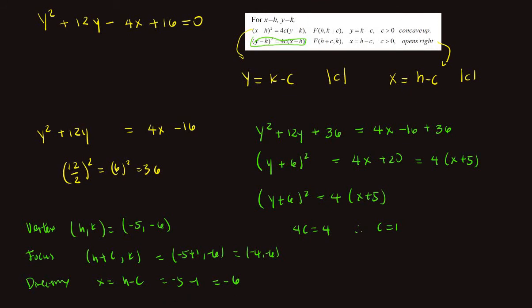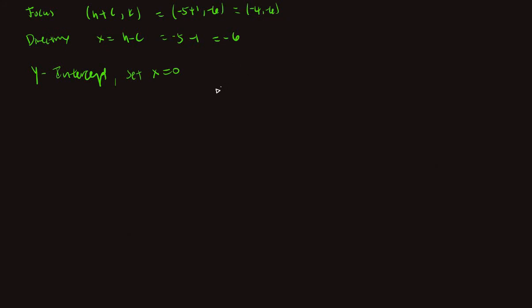Let me scroll down a little bit. Now using the original equation, we're going to find the y-intercept: y squared plus 12y plus 16. Because x is already, well actually it would be -4x plus 16, but we already said x equals 0, so this ends up being y squared plus 12y plus 16. What we have to do now is factor this one. Actually this one cannot be factored, so we use the quadratic formula. We find the solution. Let me do that in a second.